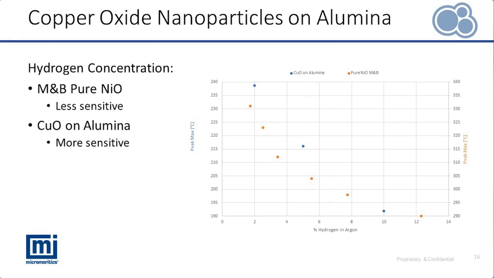Here, when comparing to the pure nickel oxide, while both peak temperatures have similar sensitivities, the copper oxide peak temperature has a bit more sensitivity to the hydrogen concentrations. This may be due to kinetic differences in the reduction mechanism.